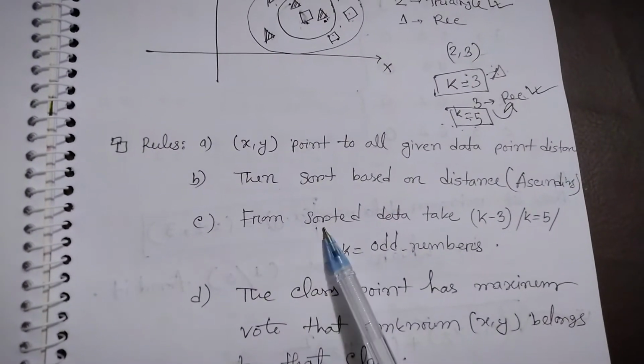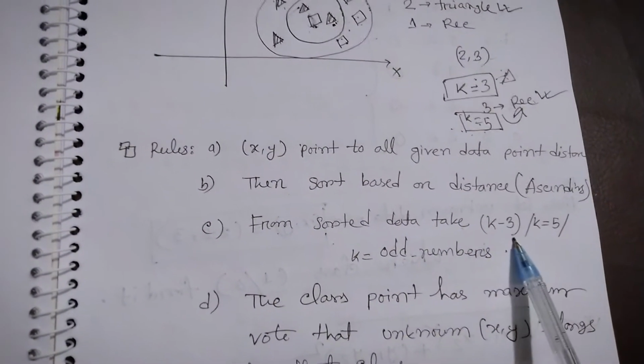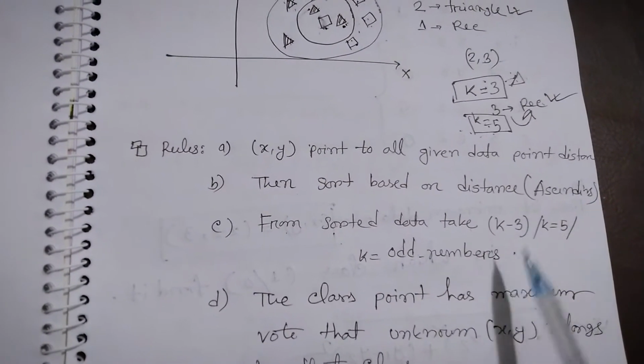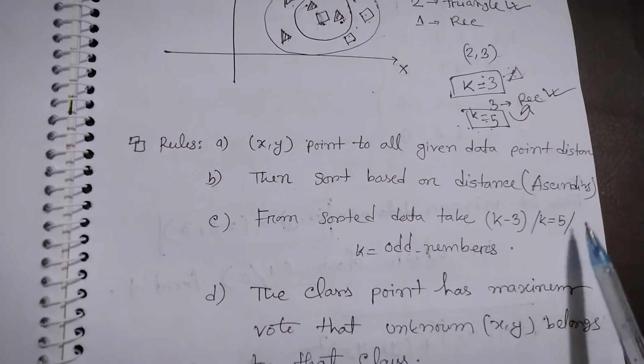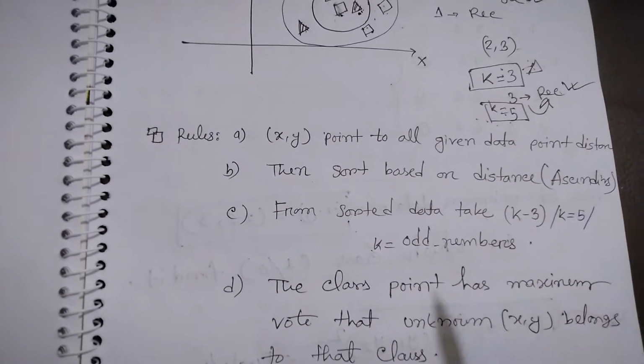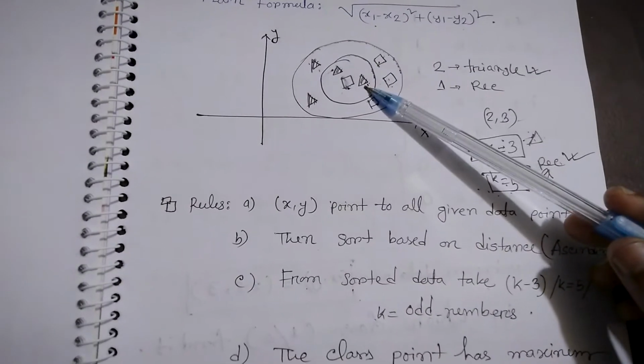Third step, you need to form the sorted data. From the sorted data you need to take k equal to 3 or k equal to 5. First check k equal to 3, which class it is. Then check k equal to 5 and see which class it is. And k must be an odd number. It is very essential for k to be an odd number, because this algorithm works with the vote.